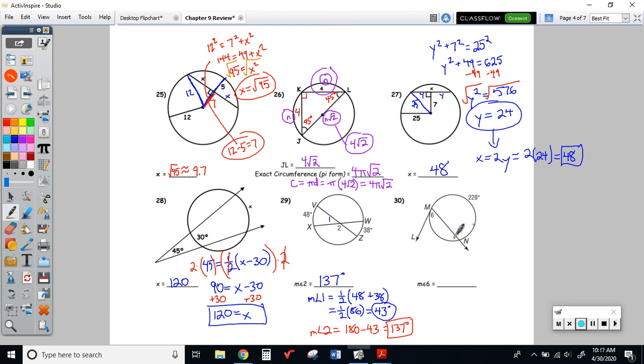So if this is 228, this right here would be 360 minus 228, which is 132. So we're going to use that as this arc's measurement right there from M to N, the short way. And then to find the measure of angle 6, the formula is just 1/2 of the intercepted arc for problems like this. So 1/2 of 132 ends up being 66. 66 is your answer for that one, 66 degrees for number 30.